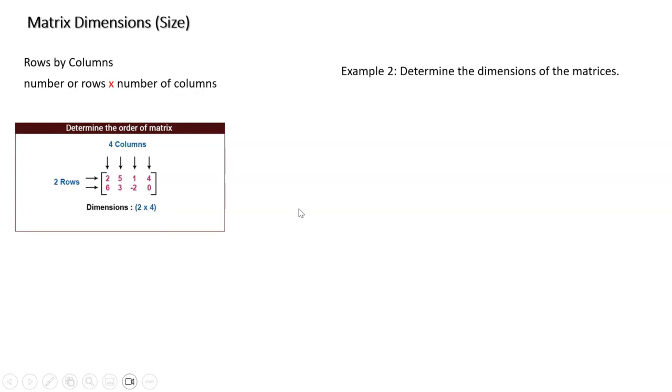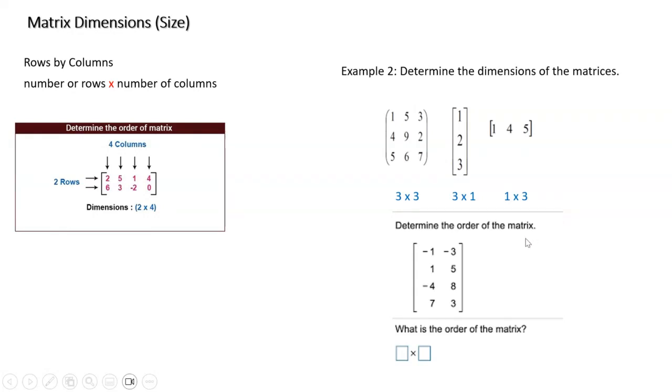Example 2, determine the dimensions of the matrices below. The one to the left has 3 rows and 3 columns. This is called a 3 by 3 matrix. The matrix in the middle has 3 rows, 1, 2, 3 across, and 1 column, so it's a 3 by 1. The last one on the right has only 1 row and 3 columns, so it's a 1 by 3.